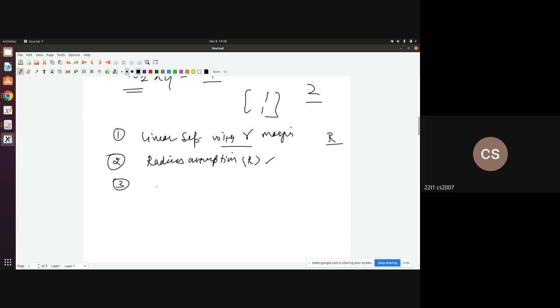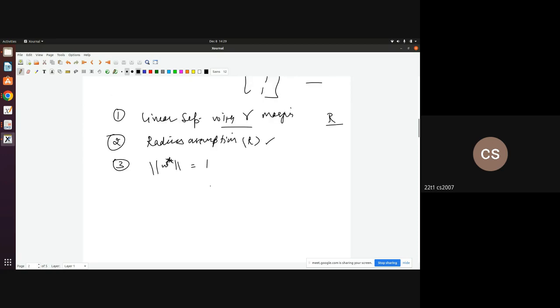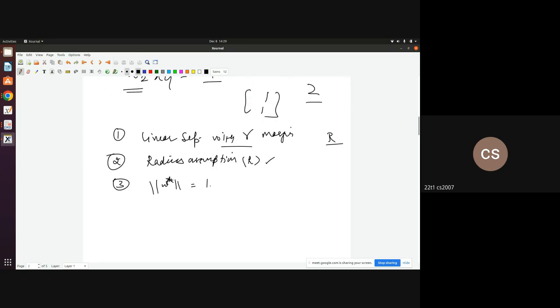And the third one is, we assume that the final weight vector, let's say W star, has length equal to 1. So it is not going to change anything. It will just change the value of gamma, but the gamma margin should be there. That is the only assumption. So it is not going to affect anything.